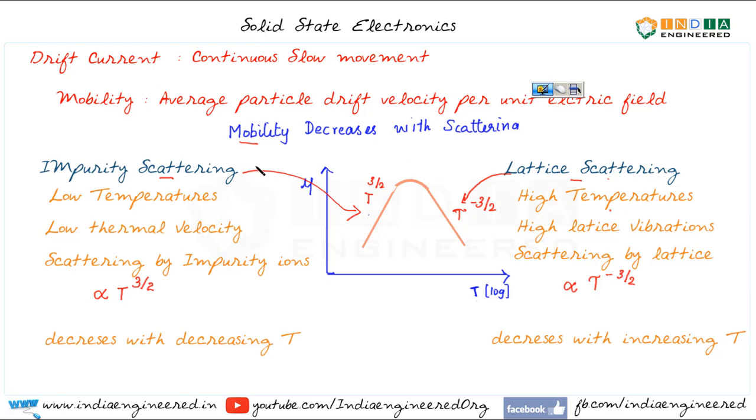An important point to note here is that if the amount of impurities is really high, that means if we dope semiconductor materials with a large number of impurity atoms, the effect of impurity scattering will be visible at higher temperature ranges also. So this is an important point to note. Now in the next video we will see what happens at high electric fields.